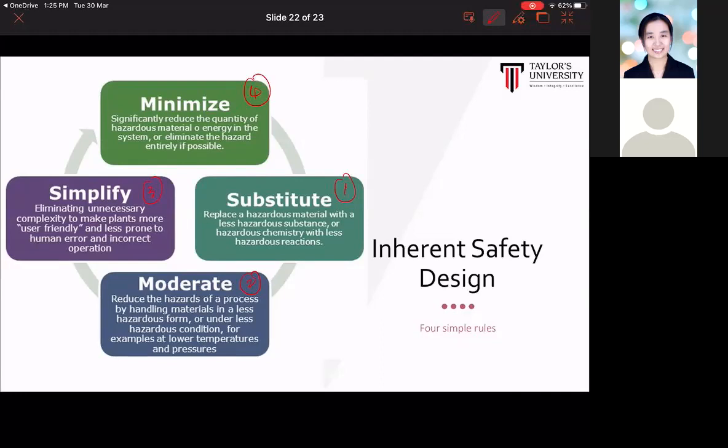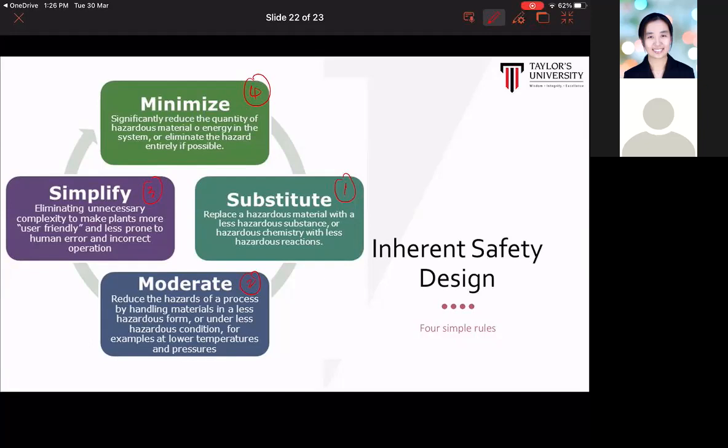If the chemical is toxic, the chemical is flammable, if we can change it, we change it to something that is not so volatile, not so toxic, not so flammable. If we can't change it, then we see if we can moderate it. Moderate means you use a lesser amount, or you work with them in a lesser hazardous environment.